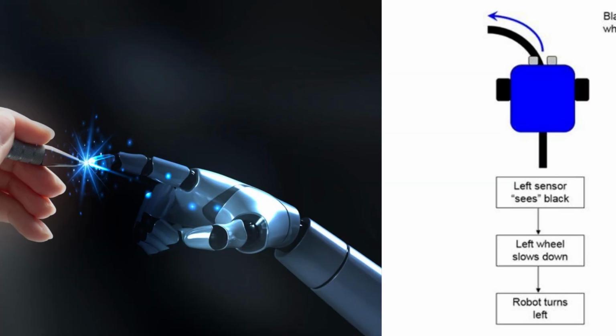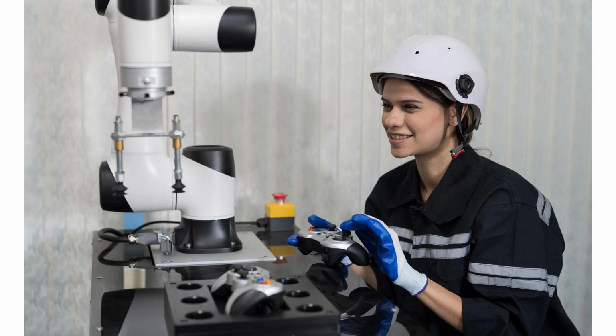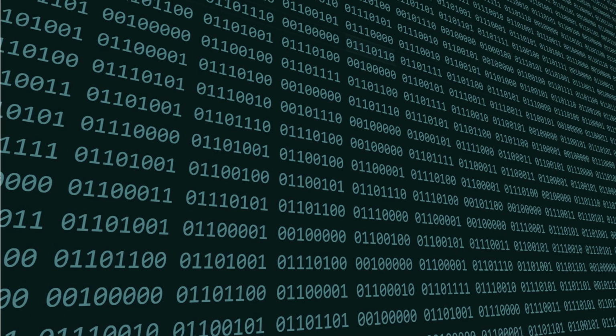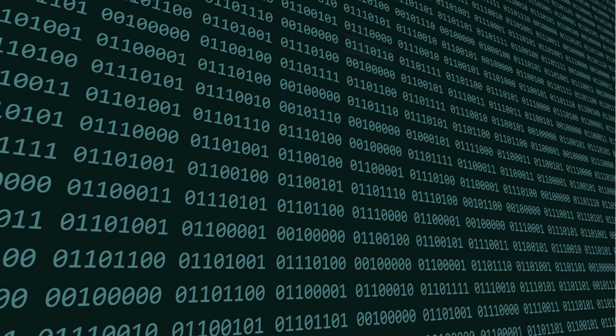Now let's understand this with a real-world analogy. Think of programming like giving instructions to a robot. If you tell a robot, move forward, pick up an object, turn left, it will follow those instructions exactly. Similarly, a computer follows the instructions written in a program.